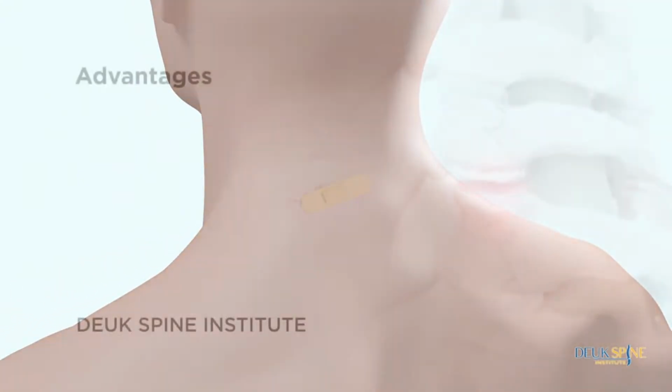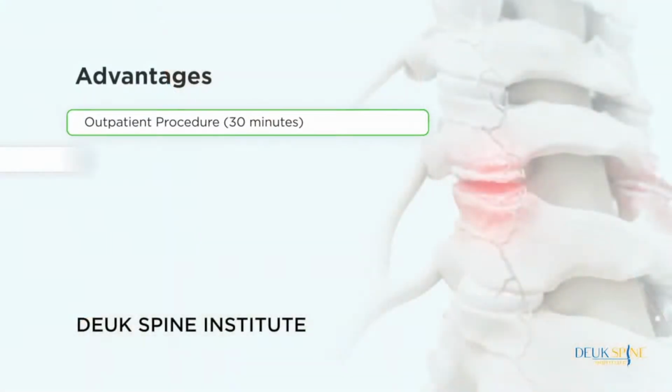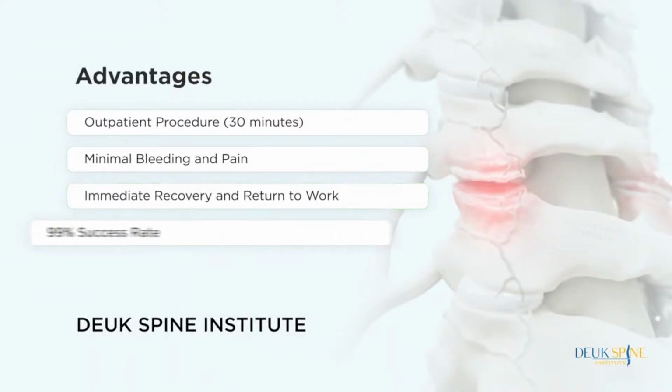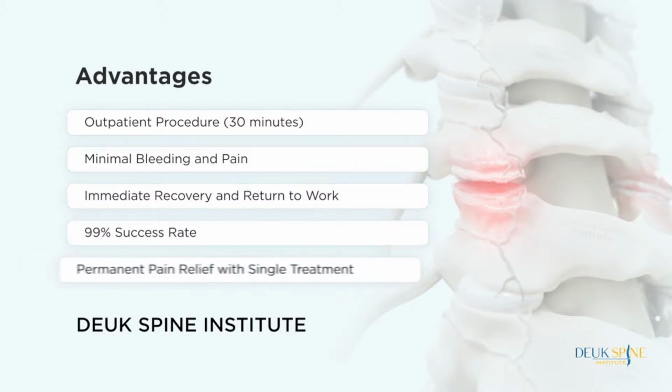The advantages with the Deuk plasma rhizotomy is that it's an outpatient procedure that takes 30 minutes to complete, with very minimal bleeding and pain after the surgery, immediate recovery and return to work the next day, as well as a 99% success rate and permanent pain relief with a single treatment.